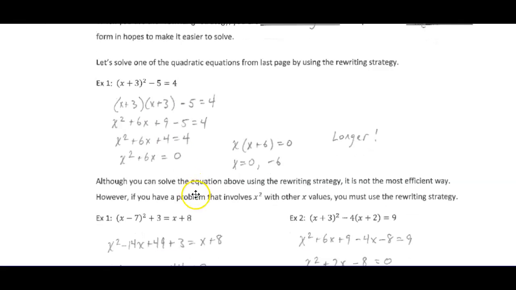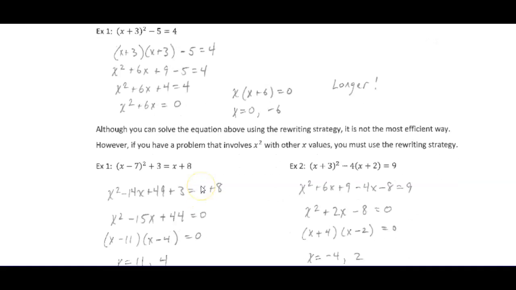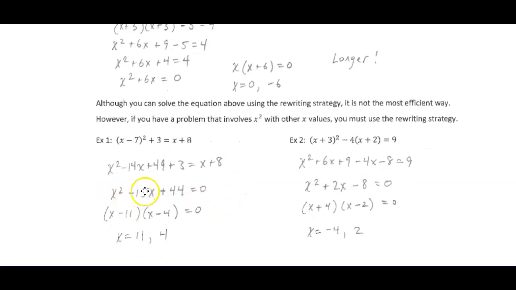But if you have a problem that has x squared and an x, then you don't have that luxury. So I could not isolate this equation and do a square root because I'd have an x on the other side. So what I want to do here is multiply out the binomials, combine my terms, and bring everything from the right side over to the left as well, and then factor, and then solve.